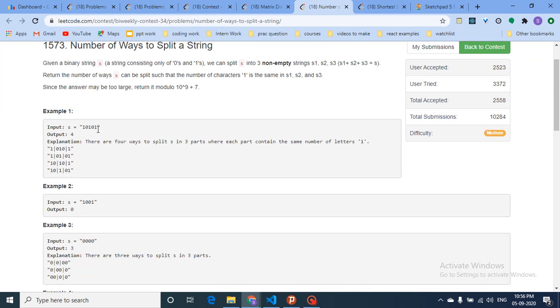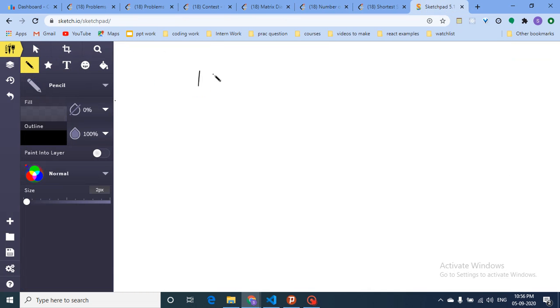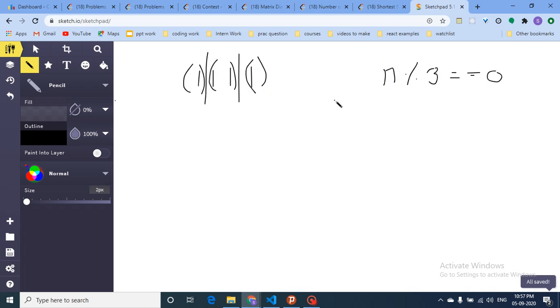So that's the question. Now, to understand this question, let's draw out some test cases to make it clearer. Let's assume that you are given some string in which there are 4 ones. Now there is no way to make 2 cuts such that every part has an equal number of ones, because you cannot divide the ones equally. So the first condition is that the total number of ones should be divisible by 3, n modulo 3 equal to 0. Then only you can divide them equally into 3 parts. That's the first thing you have to understand.